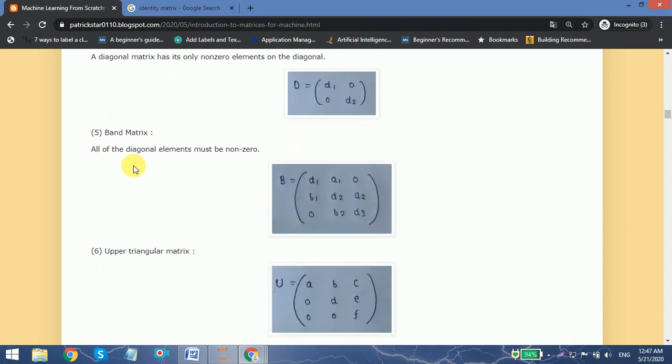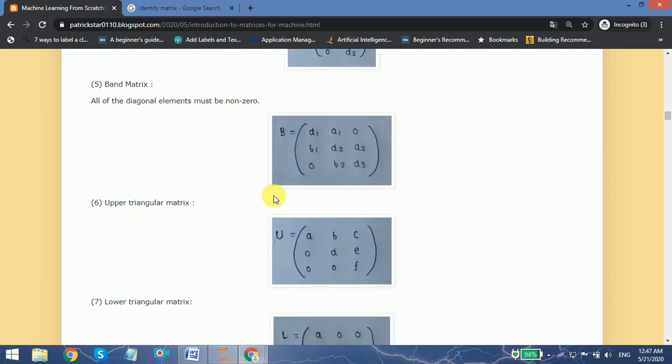Okay, the next one is a band matrix. How it is defined is that the diagonal elements must be non-zero. So here is how we find the diagonals of a matrix. This is the main diagonal D1, D2, D3, and this is the second diagonal, A1, A2, and the third diagonal is B1 and B2. So this is an interesting matrix, a band matrix, and all the diagonal elements must be non-zero: the main diagonal and the secondary diagonals.